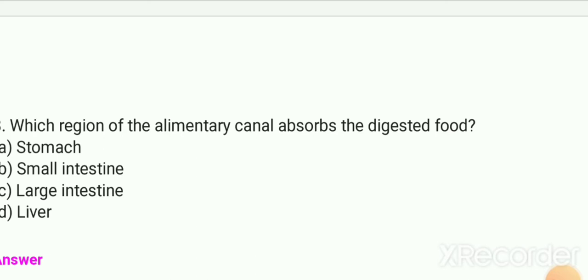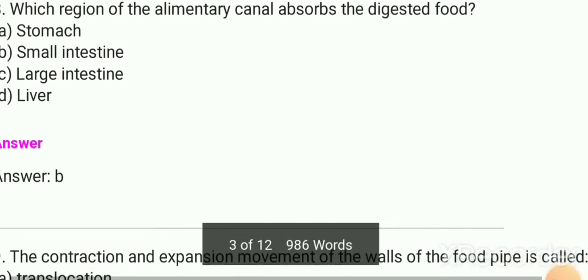Our digestive system starts from the buccal cavity and ends in the anus. So in between, the esophagus, stomach, small intestine and large intestine are there. But liver is not the answer, because the liver is an accessory gland. So here the small intestine is the answer. Option B will be correct. Which region of the alimentary canal absorbs the digested food? The small intestine absorbs the digested food.